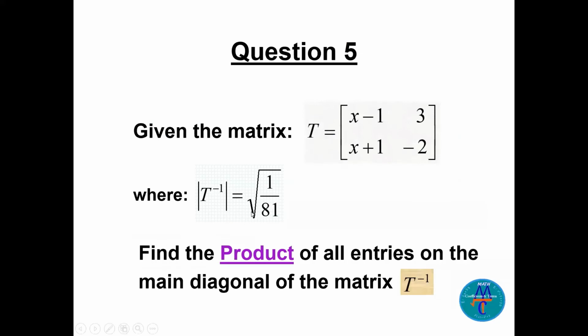Question number 5, given the matrix T, x minus 1, 3, x plus 1, minus 2, where the determinant of the inverse is the square root of 1/81. What do we need to find? Find the product of all entries on the main diagonal of the matrix T inverse. Here, this is T, so we have to find the value of x. Then we will find the inverse. Then we take the entries on the main diagonal, we find the product.